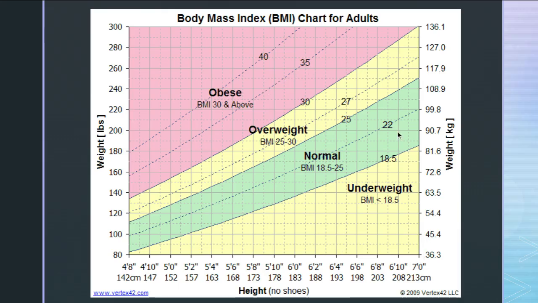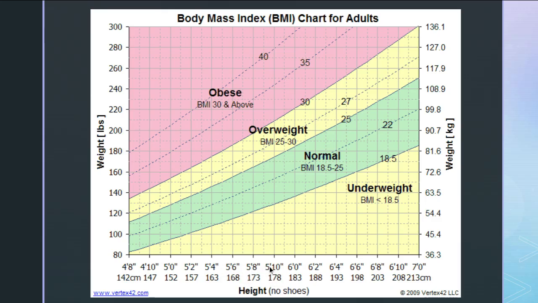And here is a BMI chart for adults, and you guys are essentially adults. So this is what we're going to use this chart for. Down here at the bottom, you can look up your height, and you can do that in either the imperial or metric system, depending on what you use.